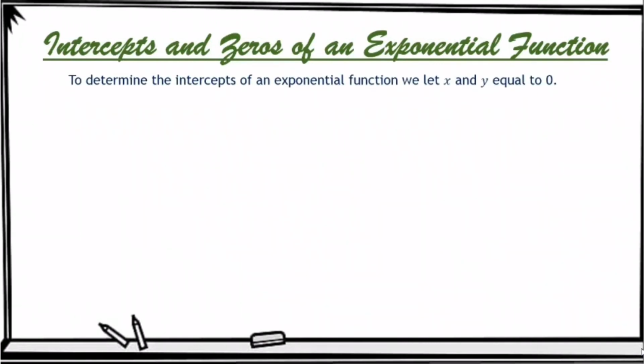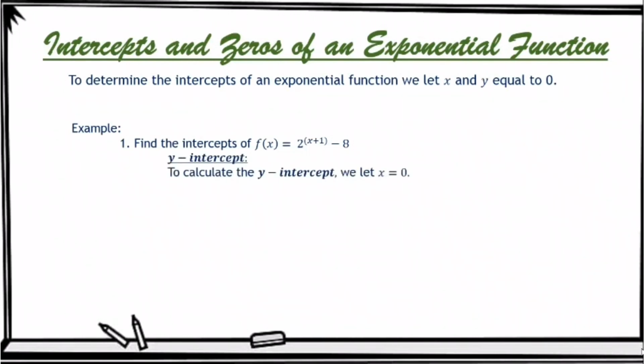To further understand that, let us have this example. Number 1: find the intercepts of f of x is equal to 2 raised to x plus 1 minus 8. Let's have first the y-intercept. To calculate the y-intercept, we let x is equal to 0. That means we just have to substitute all x by 0.